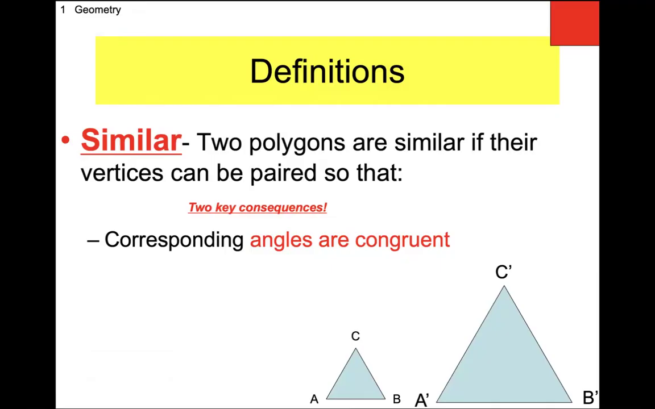It's consequence number two that's a little bit more challenging. Consequence number two is that the sides form a proportion. Well, if you remember, that was literally the last thing we did in this chapter, which was proportions.